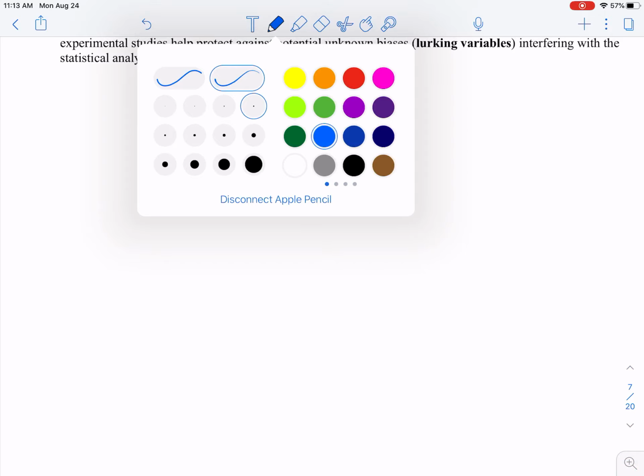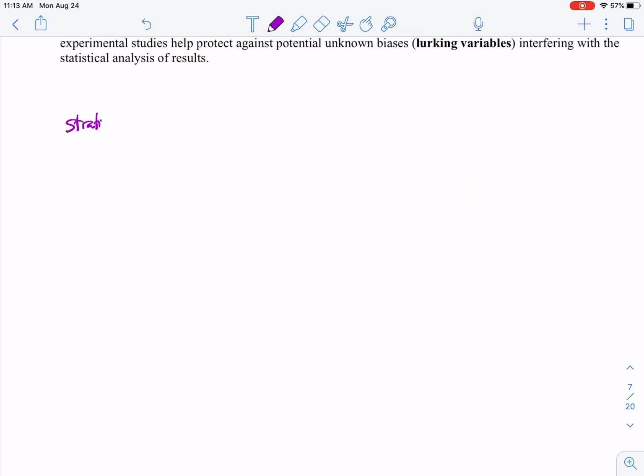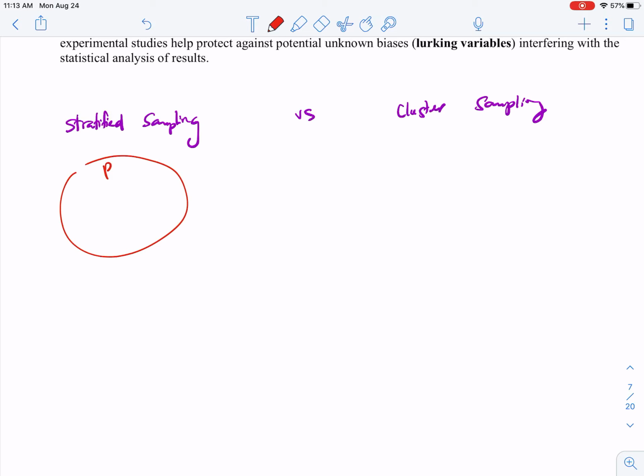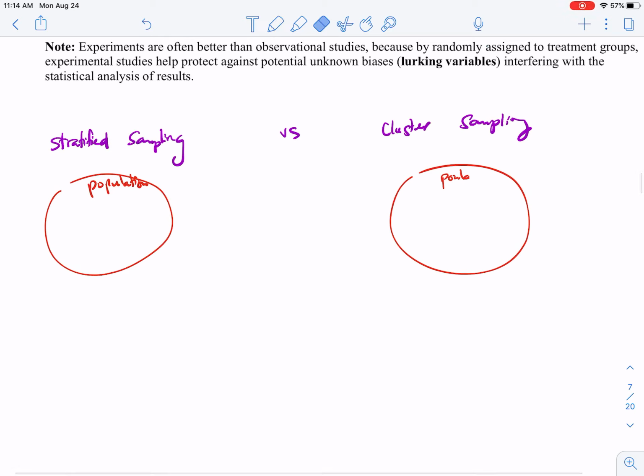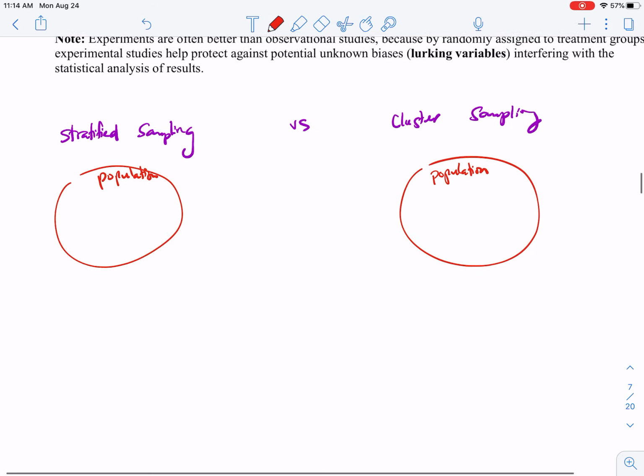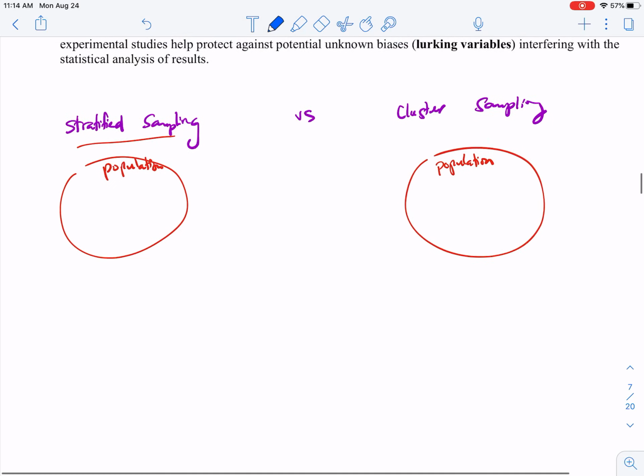All right, so we have stratified sampling, and then we have cluster sampling. Stratified, let's start with the population. Let me just do a simple population. Over here we have the population. With stratified sampling, we're going to divide this into strata.